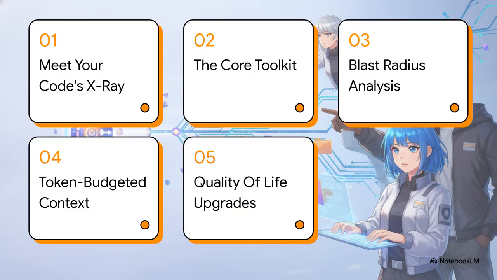So here's our roadmap for today. First, we'll meet your code's X-ray. Then, we'll quickly review the core toolkit, check out the new blast radius analysis, dive into the new token-budgeted context, and finally wrap up with some sweet quality-of-life upgrades.